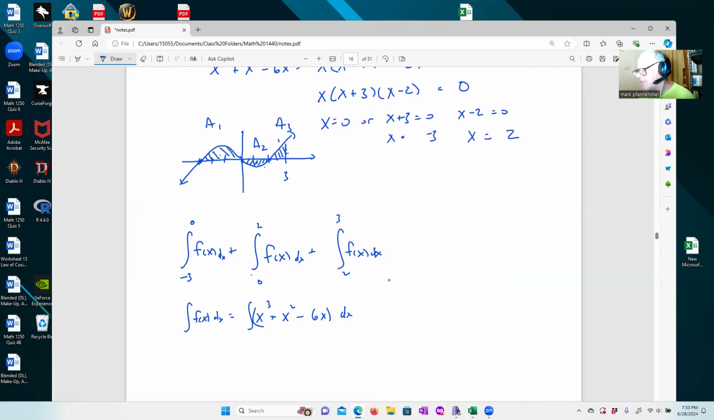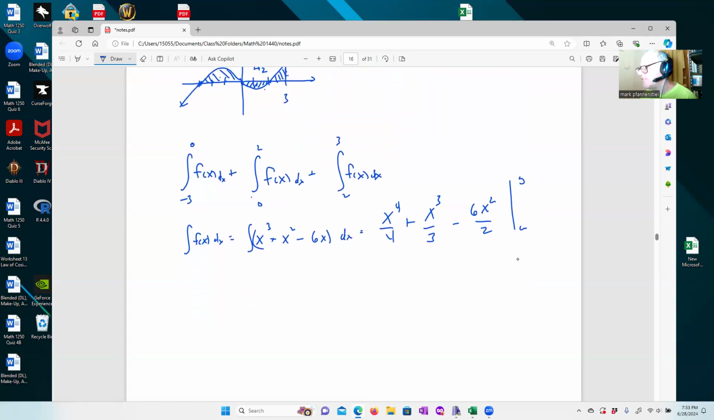That's probably the way I'm going to do this, to say that this is equal to x to the 4th over 4, plus x cubed over 3, minus 6x squared over 2, and then we've got to go from a to b. There are 3 different regions to go with. Just going to write a to b for now. We're going to clean this up a little bit.